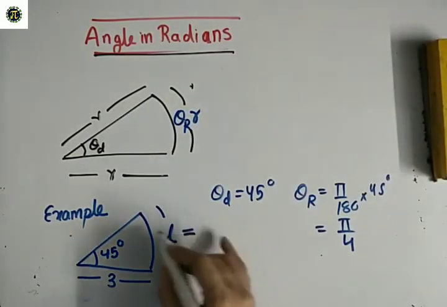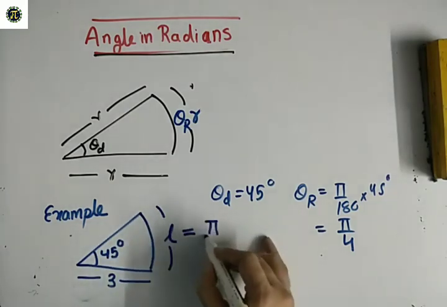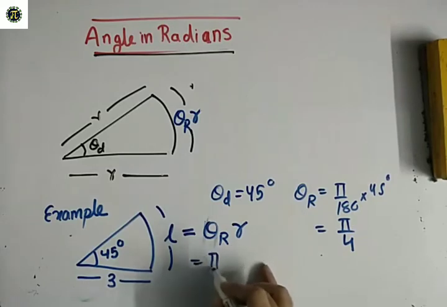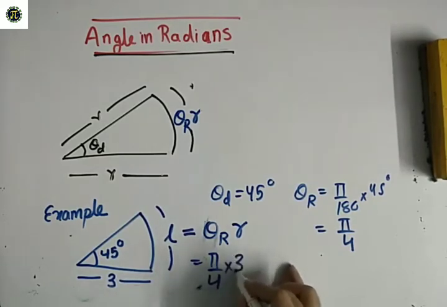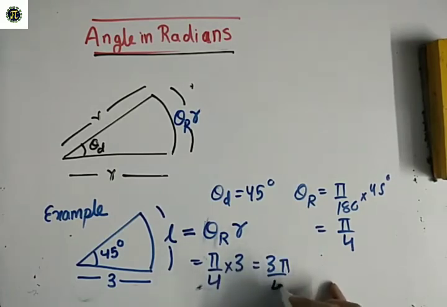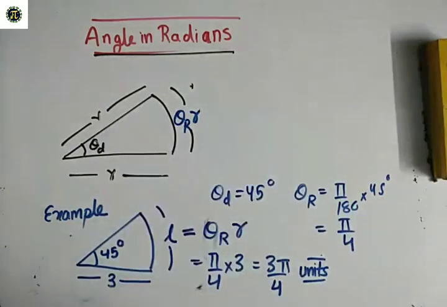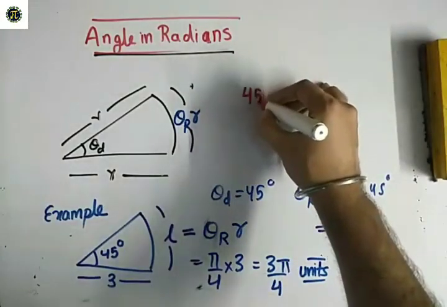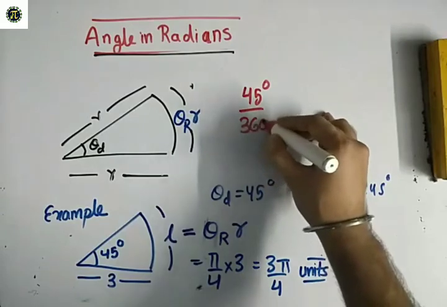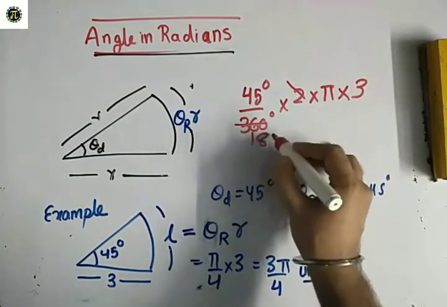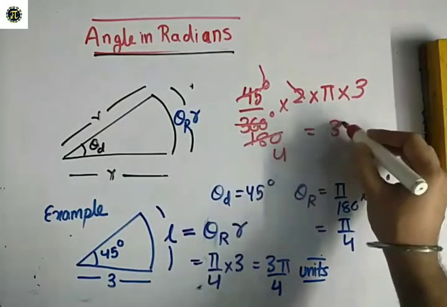So the length of this arc is by definition theta in radians into the radius r, and that is pi by 4 into 3. So it is 3 pi by 4 units. You can put the value of pi, which is approximately 3.14, and find the exact result. And you can check from class 10th also that if you solve with the class 10th formula, you will have got the same result. 45 degrees divided by 360 into 2 into pi into 3. So 2, 180 and 1 and 4, and we have 3 pi by 4 units.